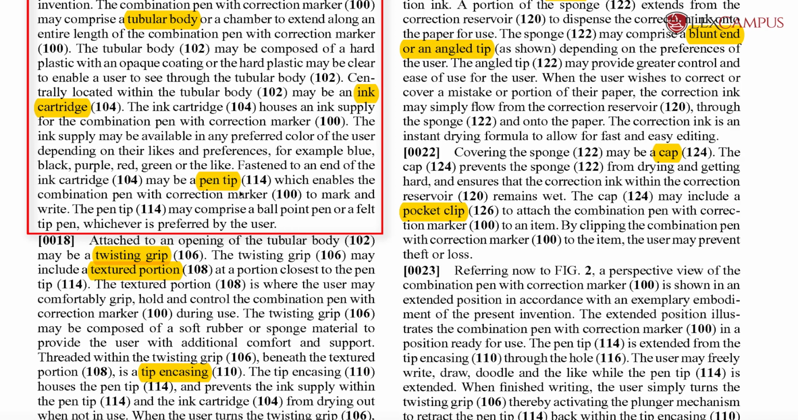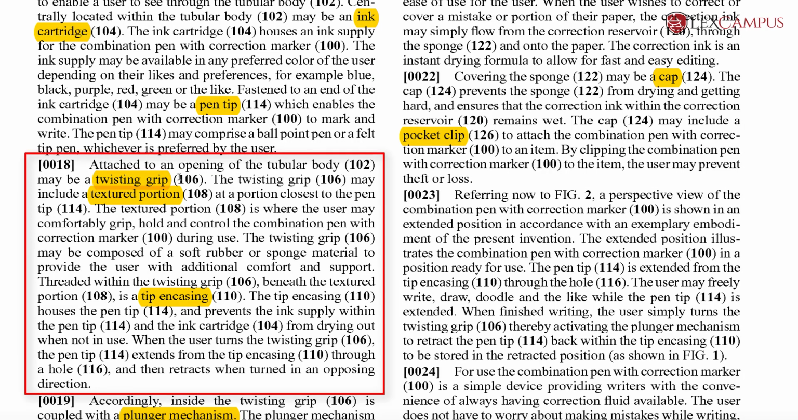Now "may" language is used here to tell you that it could also be something else. So it could be a pen tip or it could be something else, which you will soon see. The next highlight, attached to an opening of the tubular body may be a twisting grip. So the grip is recited. The twisting grip may include a textured portion. Now look at this carefully. They recite a twisting grip, and a detail to the twisting grip is a textured portion. So the twisting grip is one level of detail.